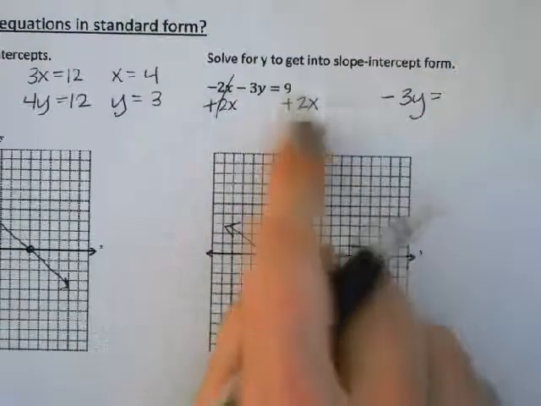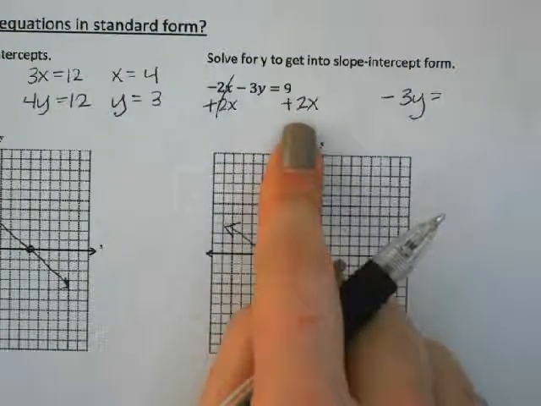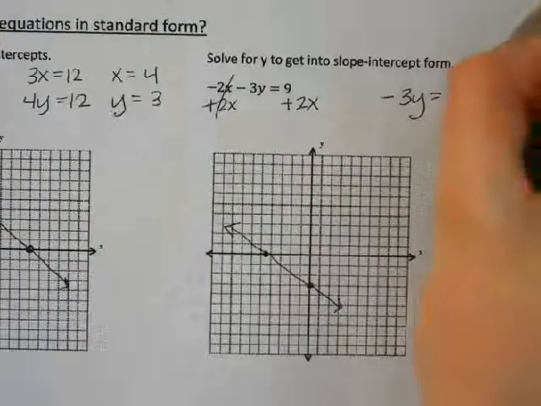Do I add these together and say it's 11? No. What should I write? Negative 3y equals 2x plus 9.